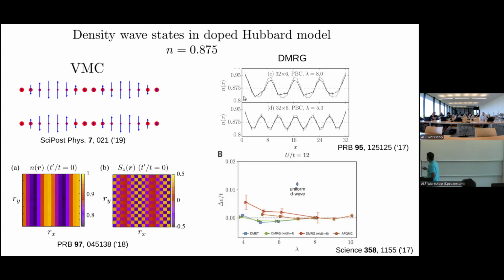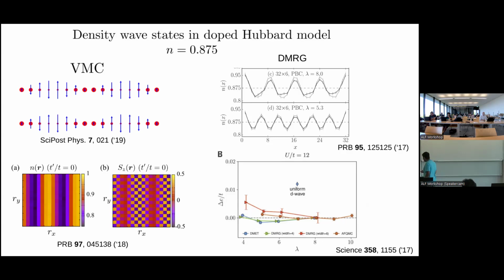Next, there are some other calculations which you can do, n-leg ladder DMRG. This is on a 32x6 system with periodic boundary conditions. This method stabilizes different wavelengths. Here the wavelength was 8, but you can also stabilize other wavelengths like 4, 5, 6, and others. These are two different wavelengths, 8 and 5.3. But you can see the difference from the VMC: this is not going to 1. This is not half filled. It is not forming half filled stripes as we see in the VMC calculations.